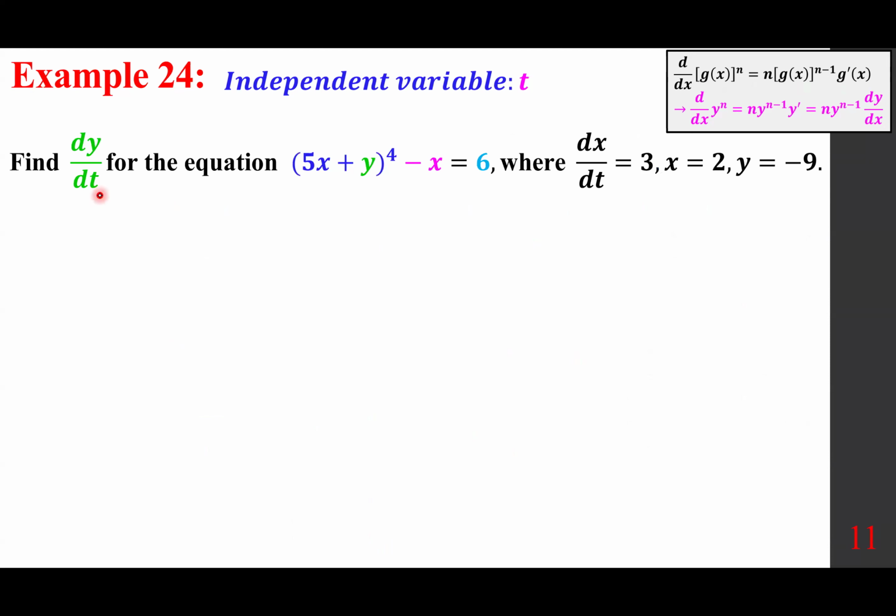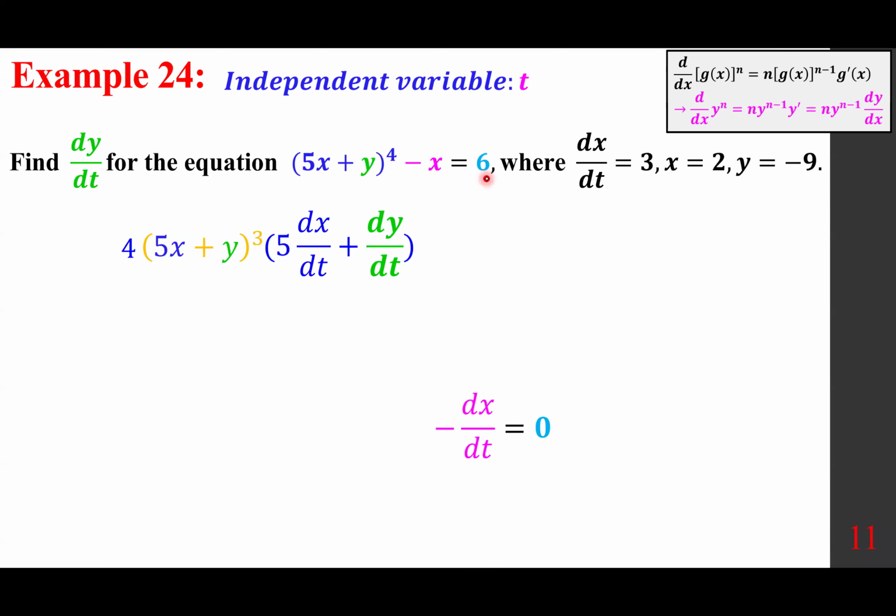We want to find dy/dt for this equation, and the moment you see dy/dt, it indicates that the independent variable must be t. So we're going to use the extended power rule: 4 times the same thing cubed times the derivative of the inside, and because t is the independent variable, 5x gives you 5 dx/dt, y gives you dy/dt, minus x gives you minus dx/dt, and any number results in 0.